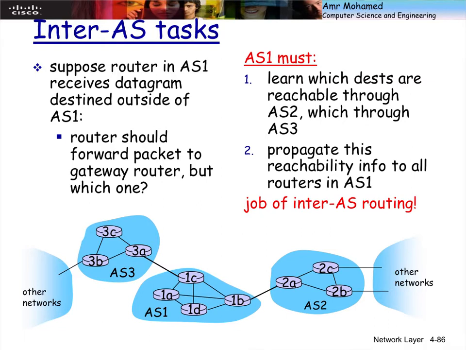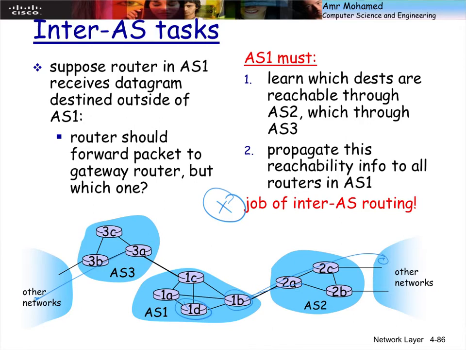This is what I just explained, so there is nothing new in here. Suppose a router in autonomous system 1, like 1D for example, receives a datagram destined outside, let's say to somewhere here, subnet X. The router should forward the packet to a gateway, but which one? This is what I was just explaining. Should I go through 1C in order to go to autonomous system 3 to reach this network? Or should I go to 1B, which takes me to autonomous system 2, which will logically get me to the other part of the internet?